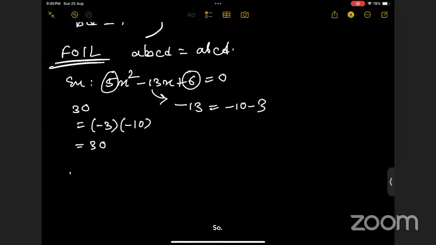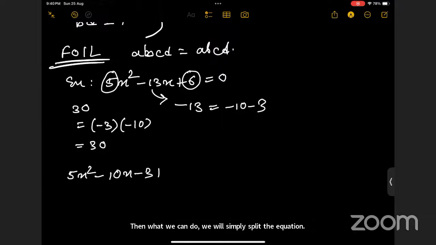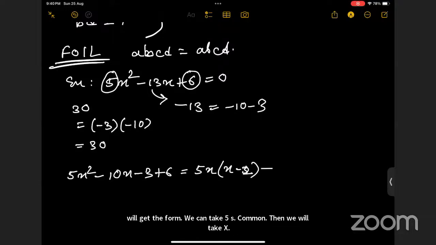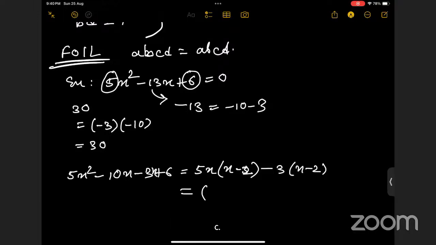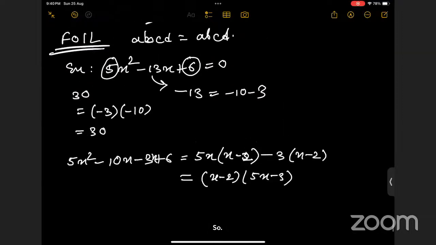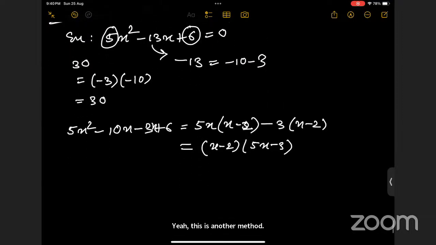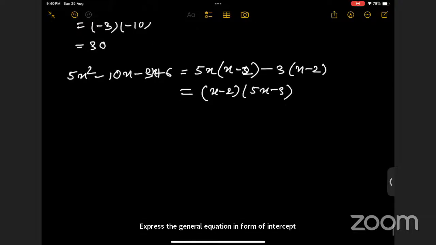Then what we can do? We will simply split the equation using this. Then we will get the form. We can take 5x as common, then we will get x minus 2, and minus 3 as common, then we will get x minus 2 again. So it will be x minus 2 into 5x minus 3, right? So yeah, this is another method. That is how we can express the general equation in the form of intercept form, right?